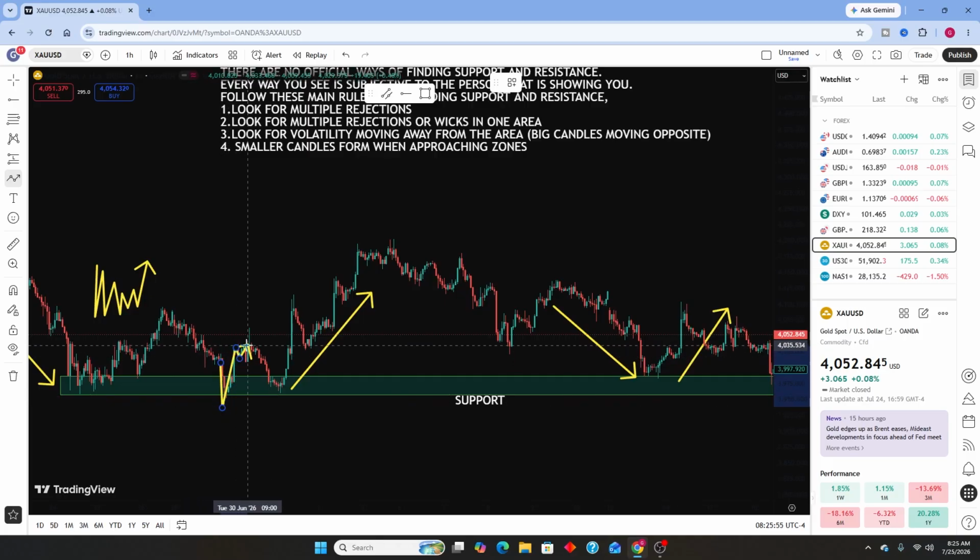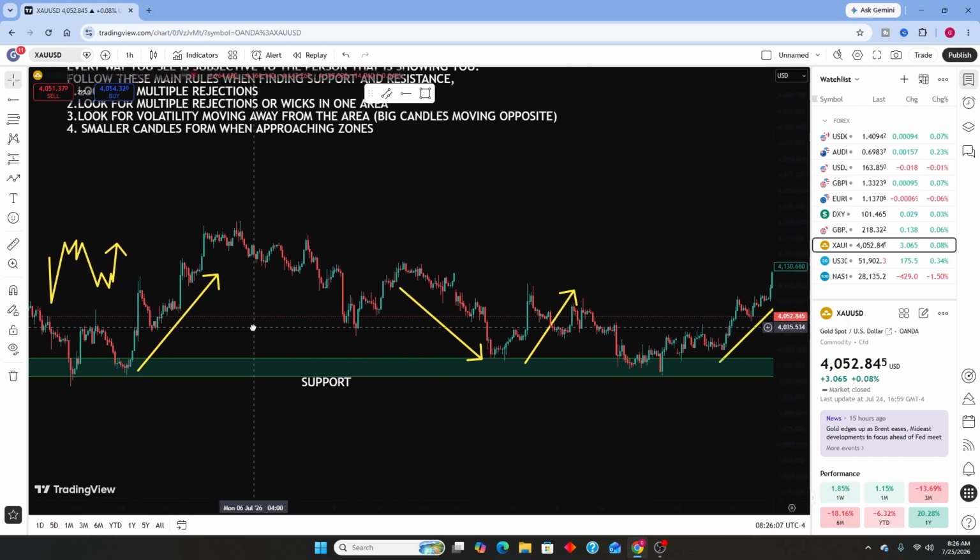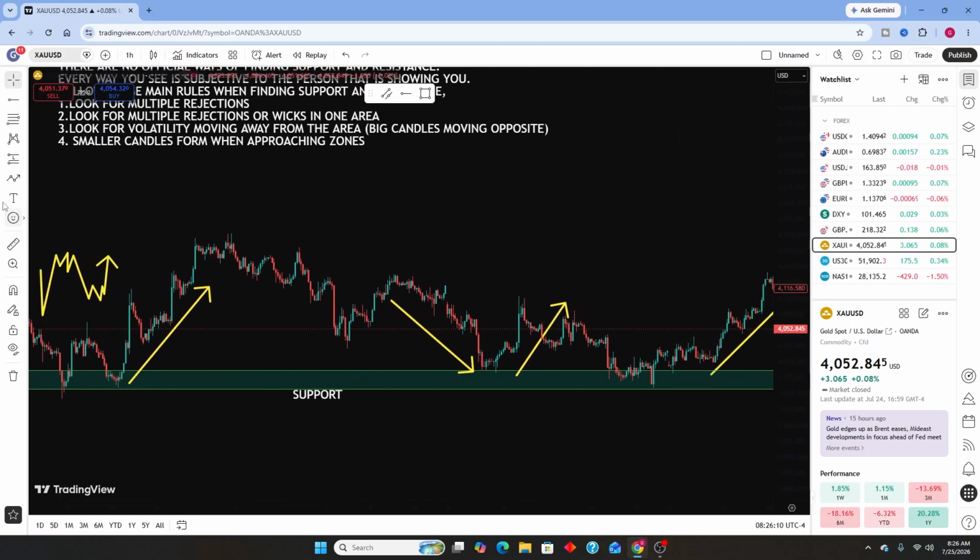Down, up, down, up, down, up. Multiple rejections. You feel me? That's what you're looking for when it comes to support. And I can keep going, of course. But anything that looks like this, when you use your line chart on it, you can easily see that it's forming an area and it's saying, I don't want to go lower. That's all it's saying.